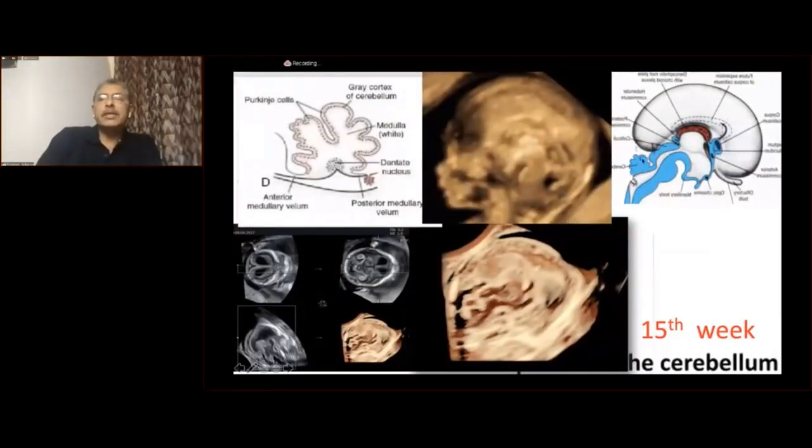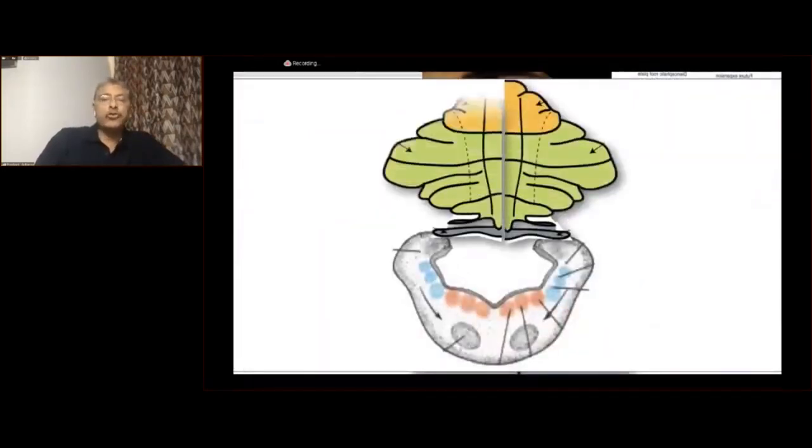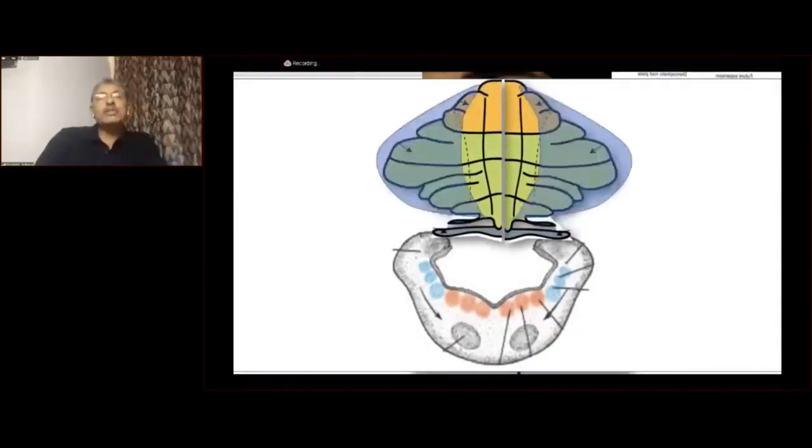You have got the aqueduct. This is the cerebellar hemisphere. This is the aqueduct. This is a three-dimensional picture. This is what I can see of the 15th week cerebellum. So you will have a complete picture from the flocculonodular lobe, and these are both cerebellar hemispheres which are going to grow.